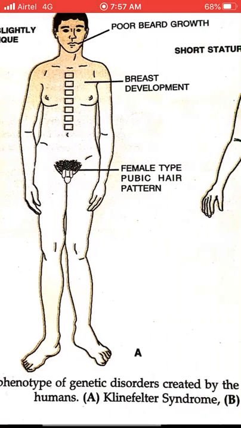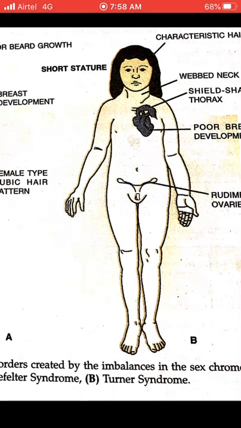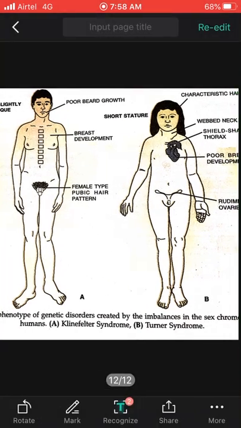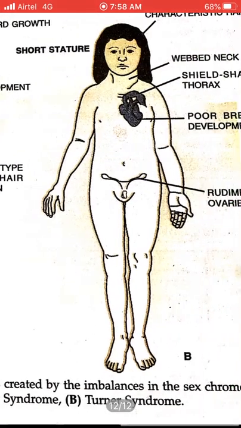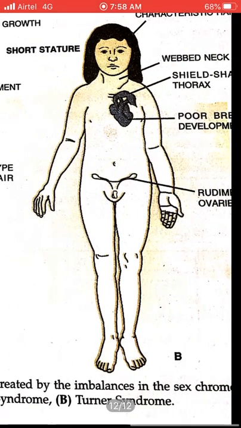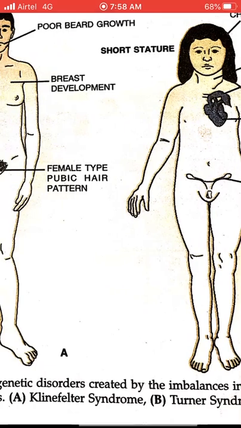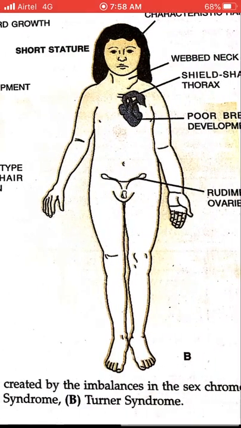And when it comes to Turner syndrome, you will find short stature, poor breast development, webbed neck, and the reproductive unit is not well developed. The ovaries are not well developed, the uterus is not well developed, due to which infertility occurs. So these are the chromosomal syndromes which occur because of a change in chromosome number by 1 or by 2. Klinefelter's is found in males and Turner syndrome is found in females.